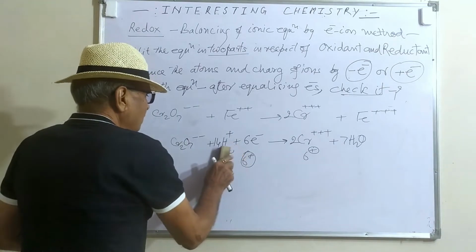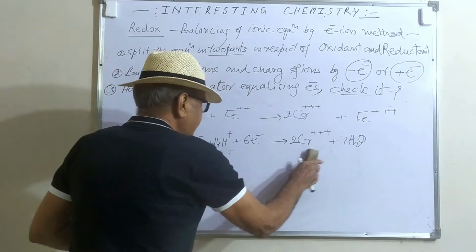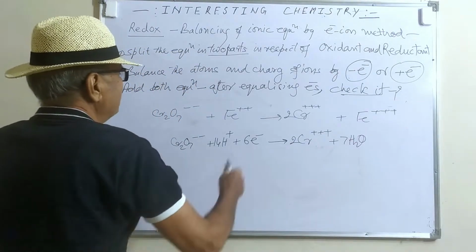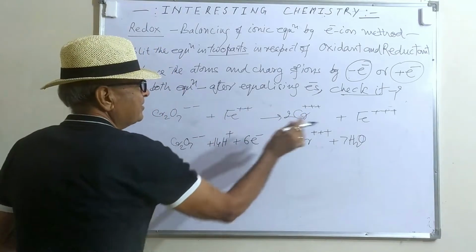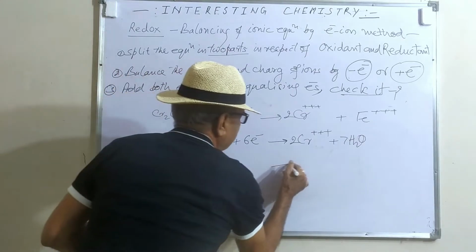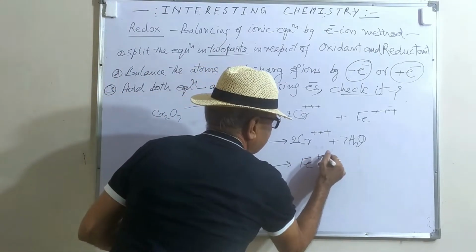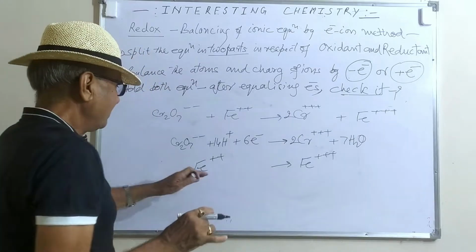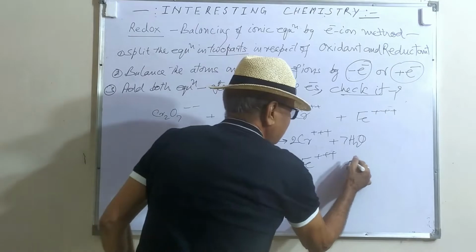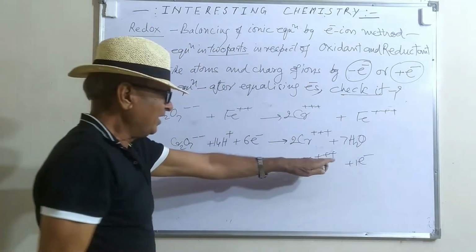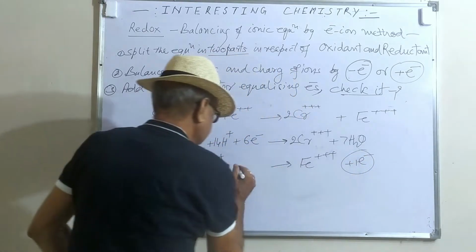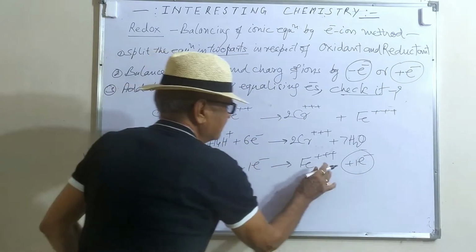Now the second part of the equation. Come to the second part of the equation. This is ferrous and ferric. It's very simple. Here you write ferrous and here you write ferric, triple positive. So here 2 positive, but here 3 positive. So neutralize by adding 1 electron, and this electron may be transferred here like this, 1 electron.